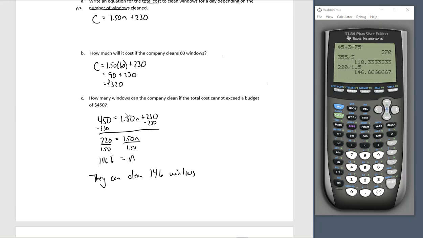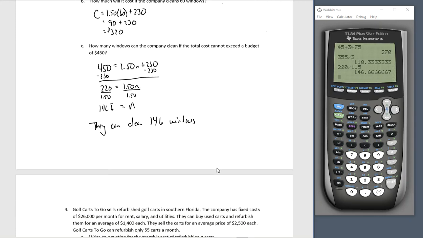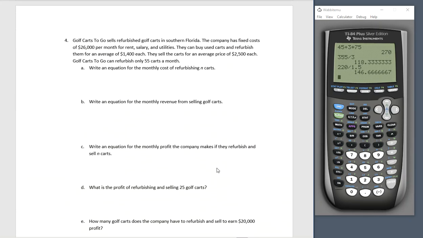All right. Notice how the problem started with words, and I finished it with words. It's always a good idea to be able to sum up a word problem with the words that take it back to the problem itself.